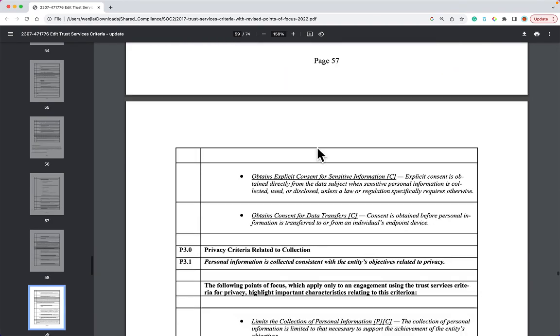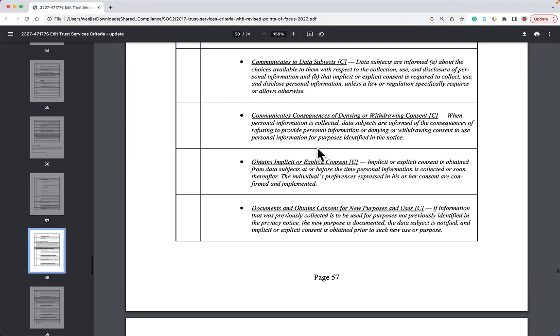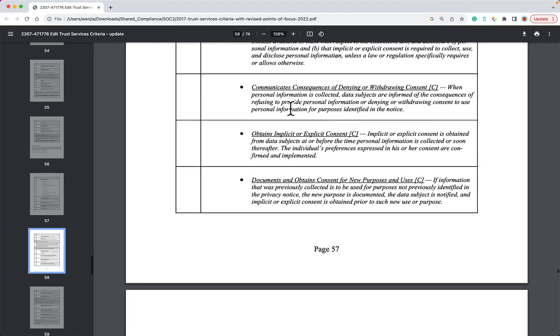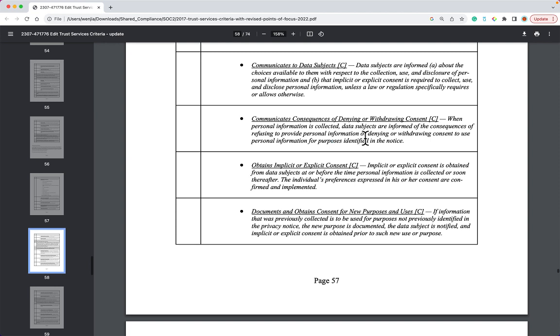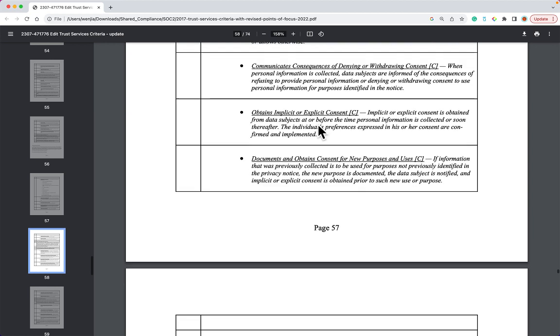So how to achieve this? There are six points of focus. The first one, communicates. Yeah, you need to talk to the data subject. Second, communicates consequence of denying and withdrawing consent. Of course, this is part of the communication. Like if you do not agree, we cannot provide a certain type of service to you.